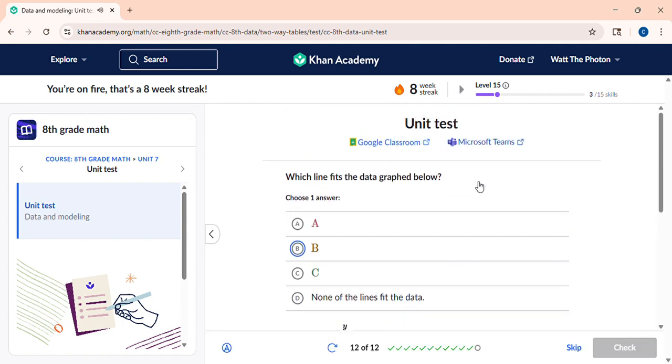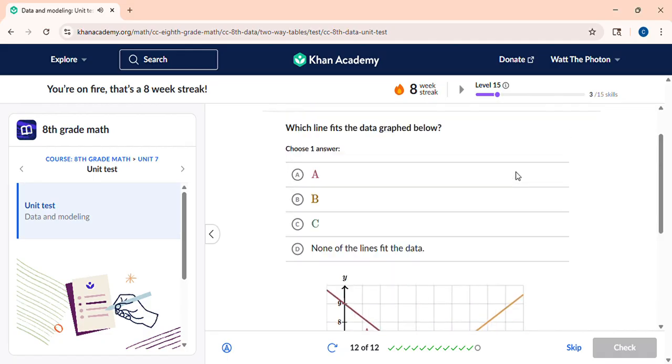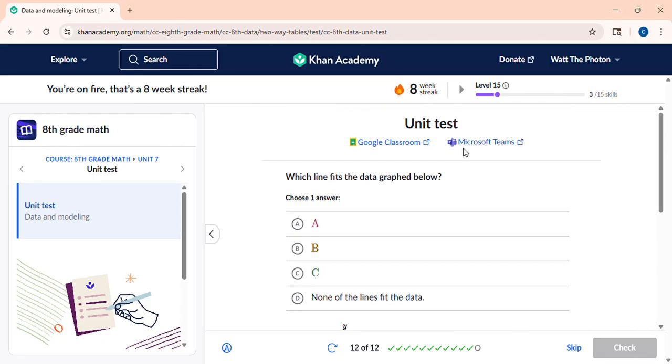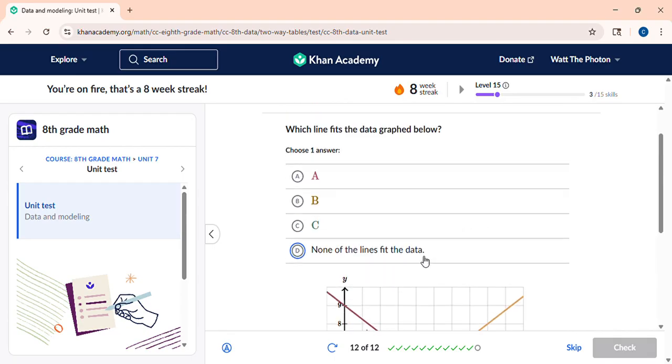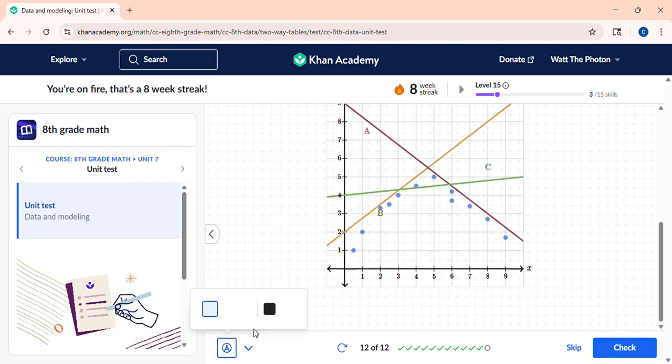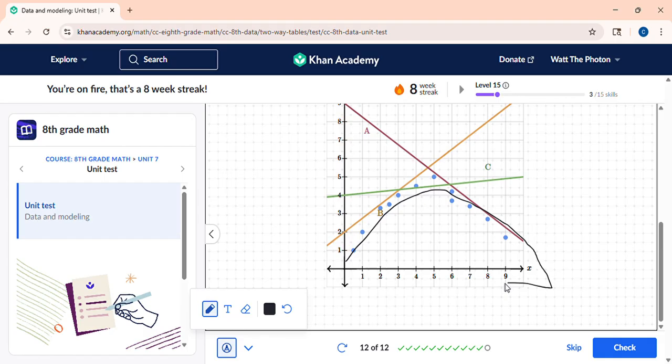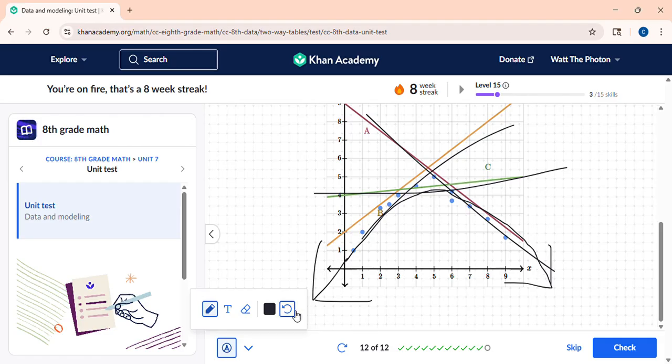Yay. What line fits the graph below? So none. It's a nonlinear association. It seems to be parabolic. All those are linear.